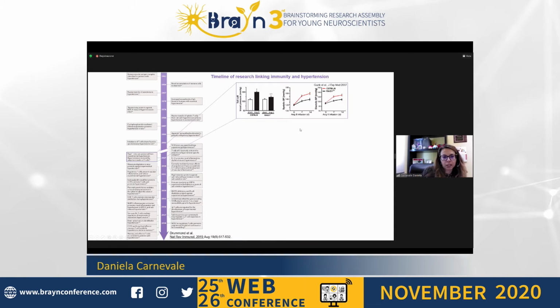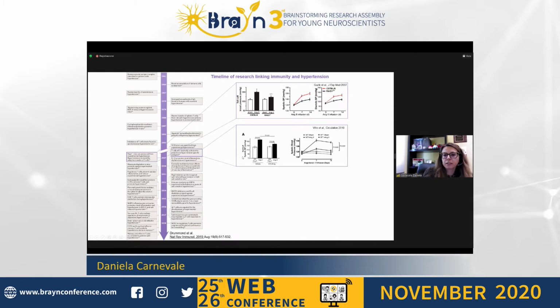Some years later, the same group also published another interesting work that clarified that the mechanism of co-stimulation of T cells is particularly important for blood pressure increase. In fact, with pharmacological means and genetic approaches, they inhibited the co-stimulation axis of B7, CD86, and they demonstrated that in this way, mice were protected from hypertension.